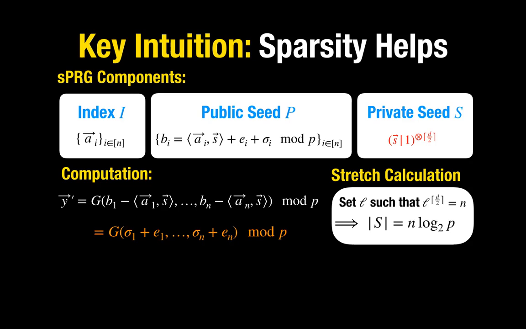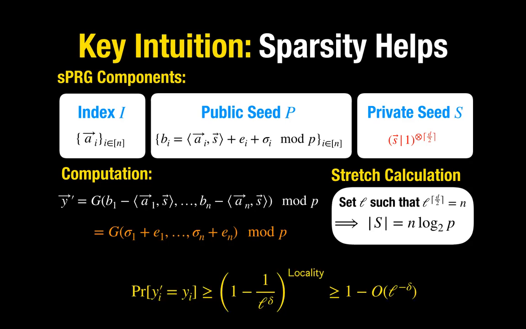Okay, but now the point is that this error is really sparse. With L to the minus delta probability, it's non-zero and random, but with remaining probability, it's zero. Okay, and also observe that your PRG has constant locality. It's an NC0, therefore every output bit depends only on a constant number of input bits.